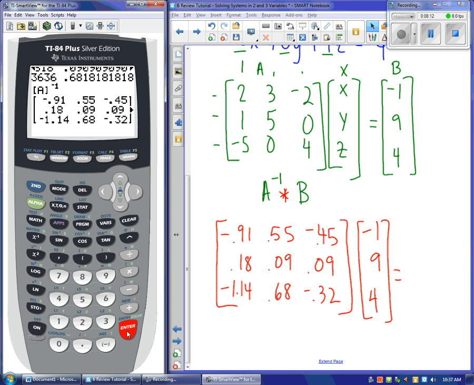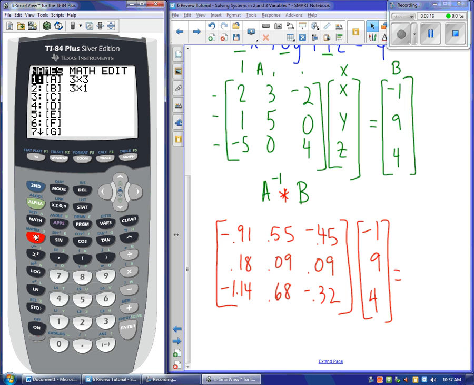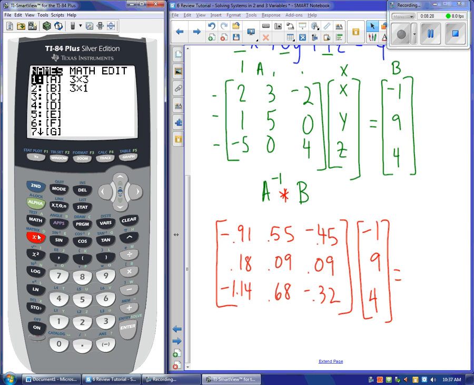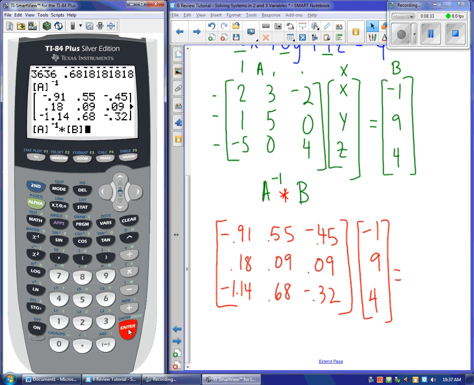So if I take matrix A inverse, again, we'll go to our matrix menu, select A. I want to raise it to the negative 1, which is really just telling me to take A inverse. And I want to multiply that times matrix B. So again, I have to go to second matrix, but now I want to scoot down to matrix B. And so that's the operation that I want in my calculator.